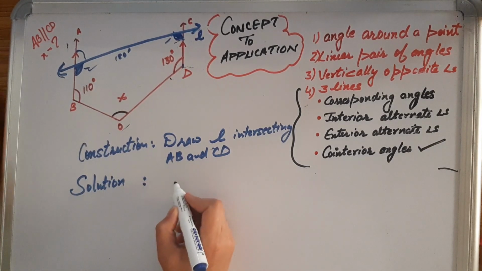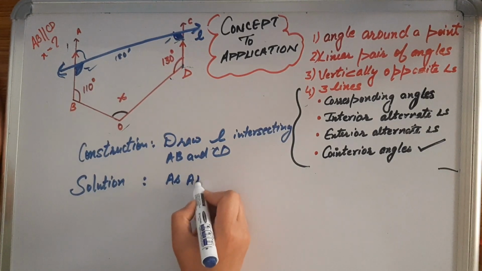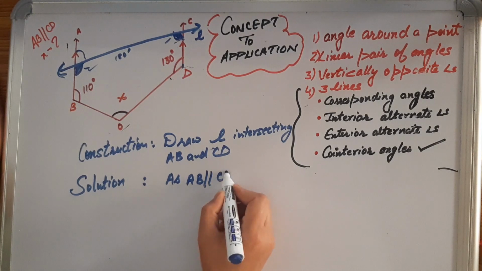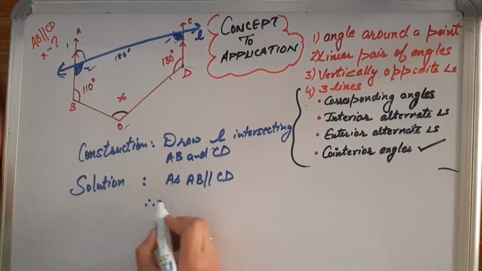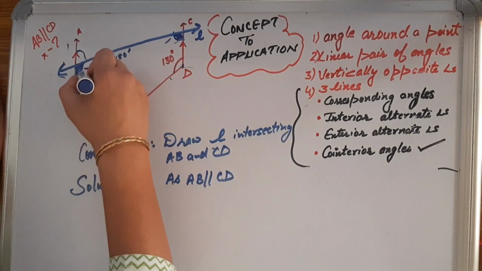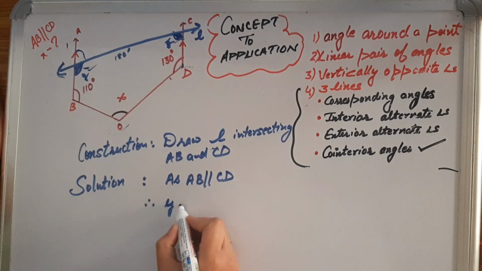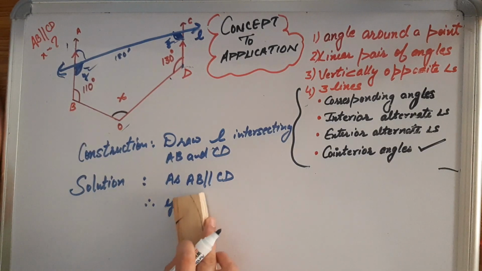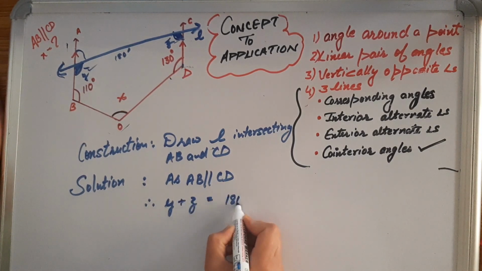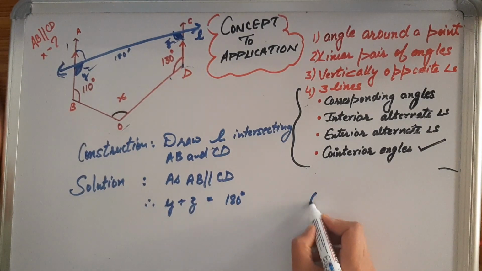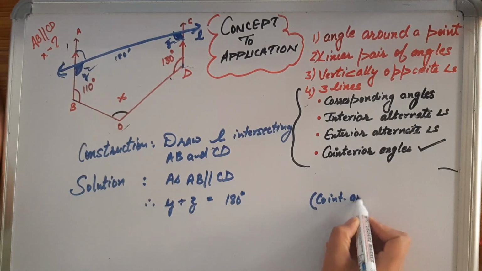As AB is parallel to CD, therefore I can label it as Y and Z, therefore Y plus Z equals 180 degree. I'll leave an imaginary gap and here I'll write down the reason: because they are co-interior angles. See, I have written both the reasons.